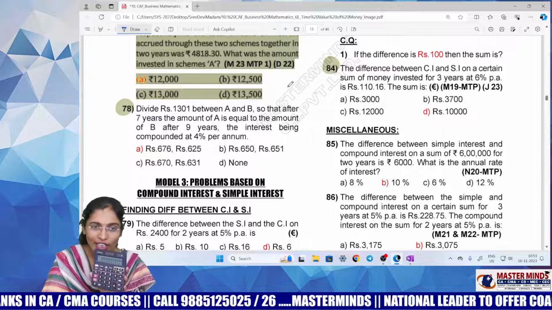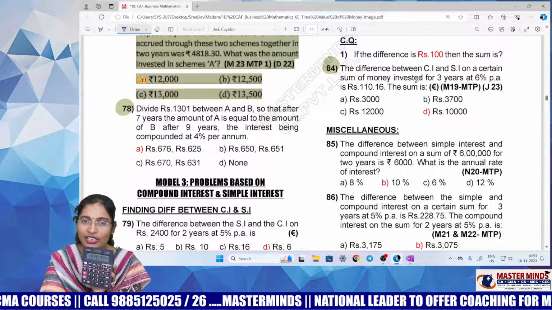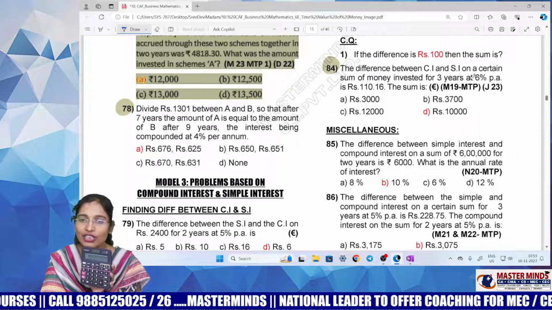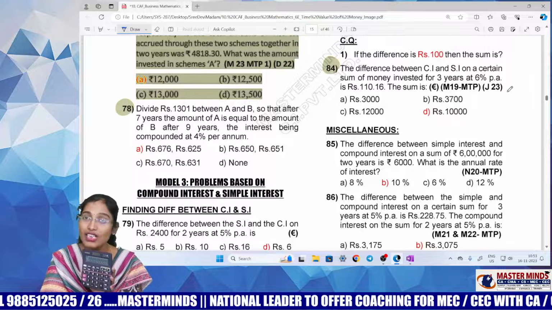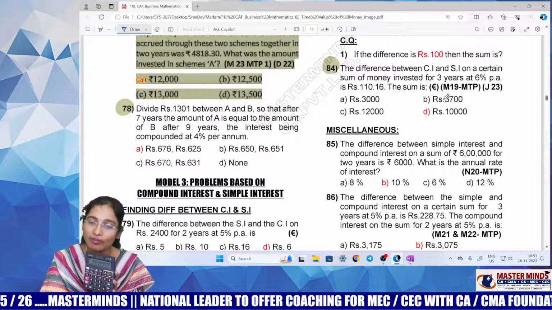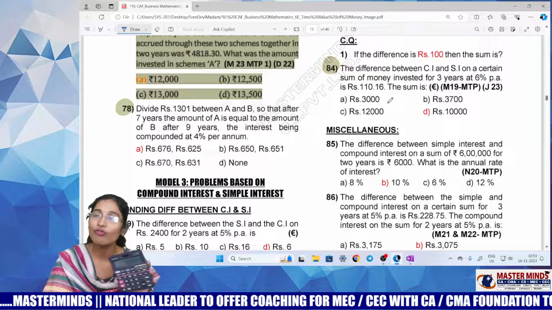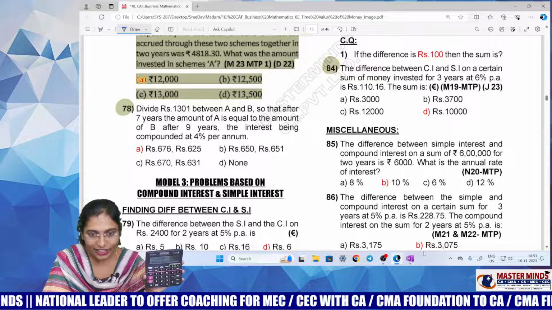Now look at 84 also, guys. The difference between compound interest and simple interest on a certain sum of money invested for 3 years at 6% per annum is 110.16. Then the sum is, see how many references it has, right? So more references are there. So guys, it's up to you. If you know the formula for the difference between CI and SI, use that formula, or else there's nothing to worry.